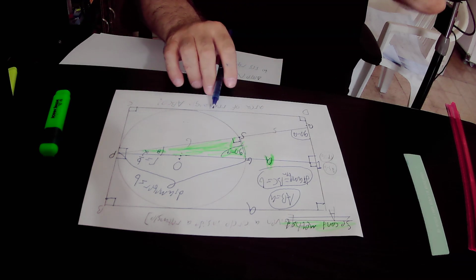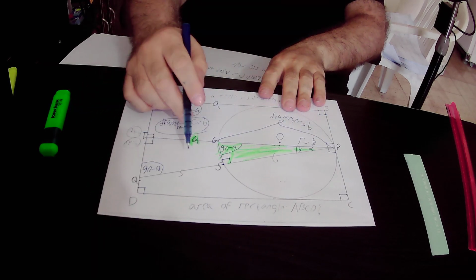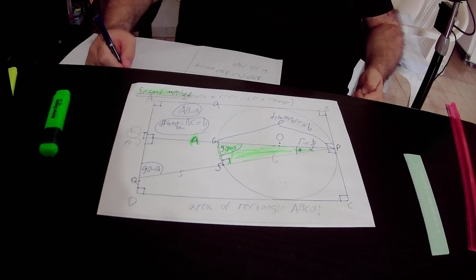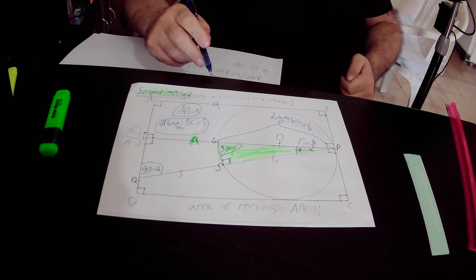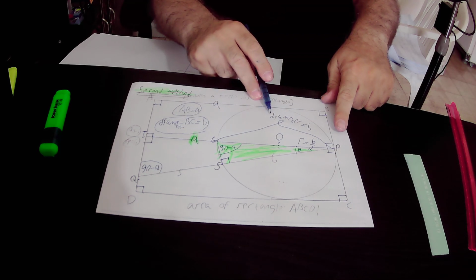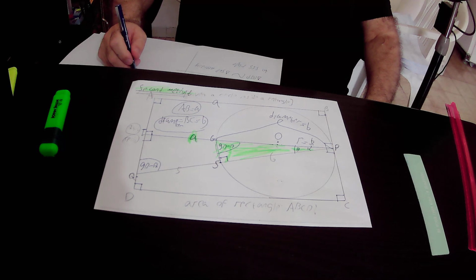You can see here that QP equals 5 plus 6, that is 11. So we substitute QP by 11 over GP. GP is the diameter of the circle, that is equal to B. So we substitute GP by B.